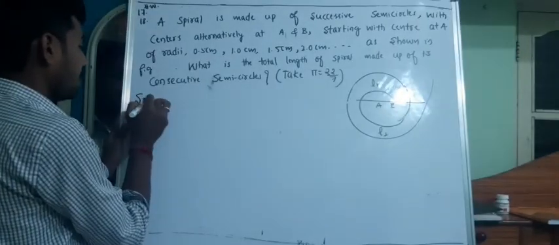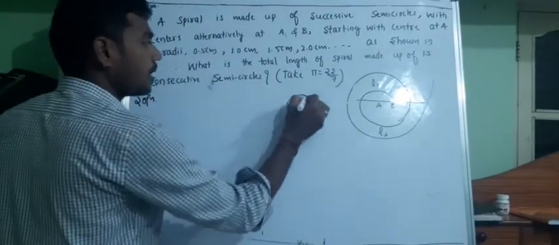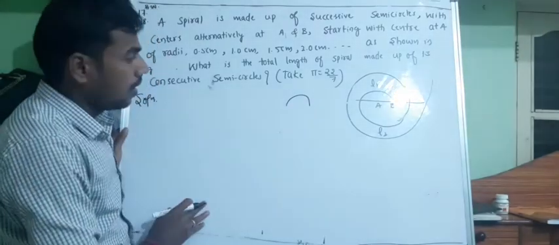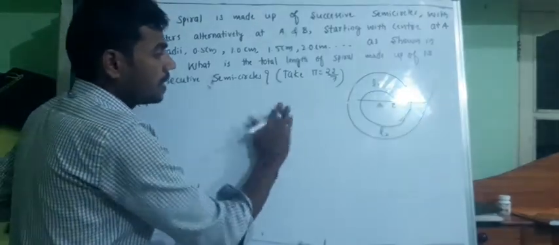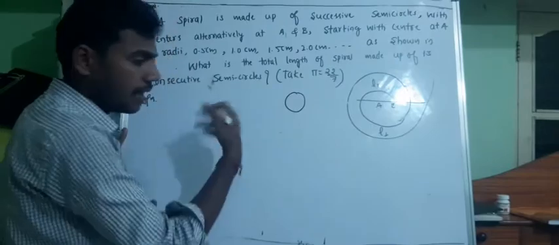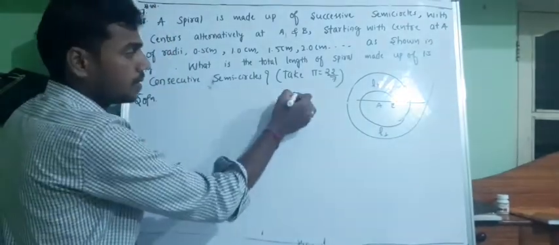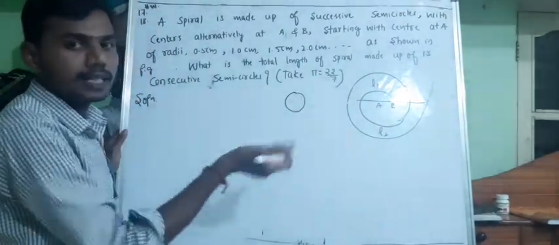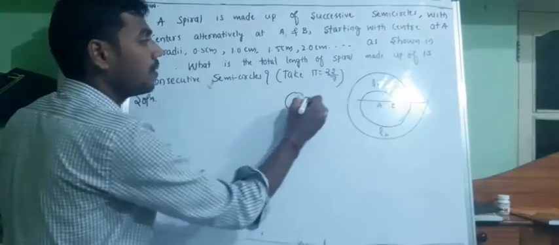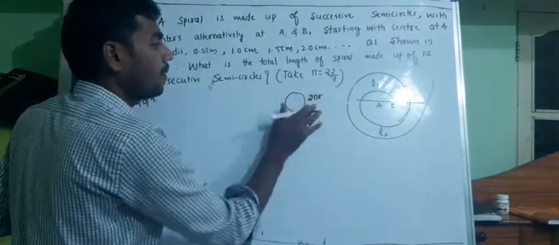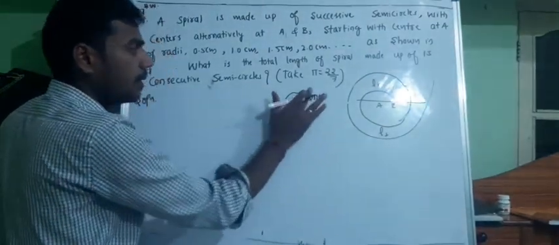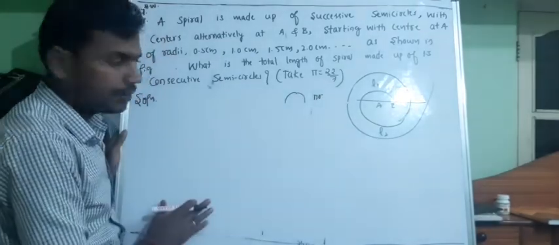If it is a semicircle, and if it is a complete circle, what is the length of this circle? Length is nothing but perimeter. Perimeter will be equal to 2 pi r. But we are talking about a semicircle, that will be equal to pi r.